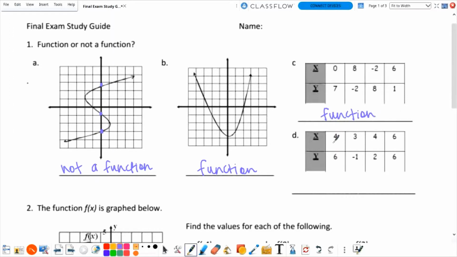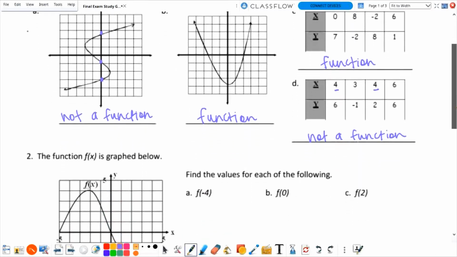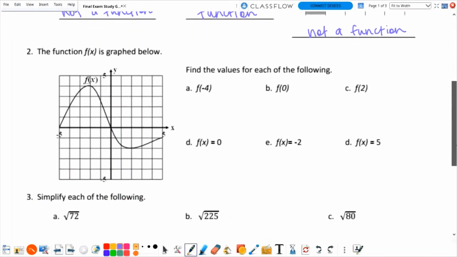D, however, we have 4, 3, 4, and 6. So we have 4 on here twice. Now, if the y values were the same, that would be okay, but we have 6 and we have 2, so it is not a function. If they were both 4 and 6, that would be okay, but because the y values are different, it's not a function. All right, number 2 says the function f of x is graphed below.